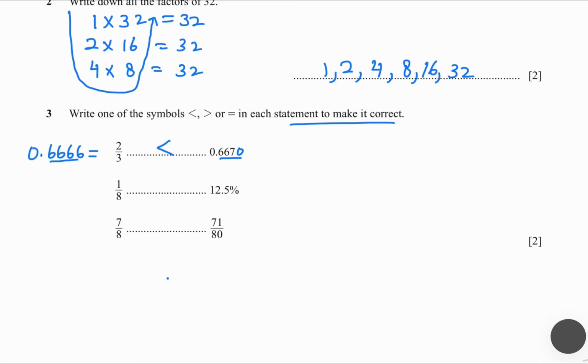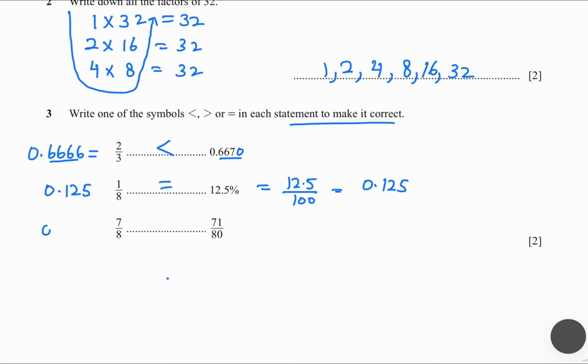So this one is less than the 0.667, right? Now 1 divided by 8, it gives you 0.125, and this side we have percentage, so that means 12.5% is over 100. So decimal will be shifted 2 units left hand side. So they are both equal, you can see easily.